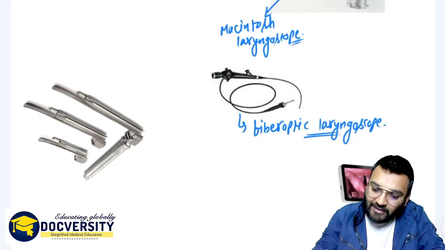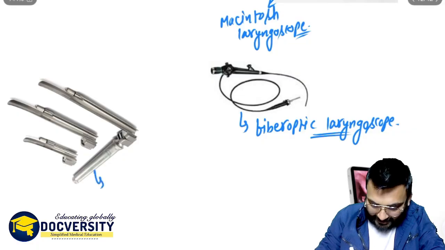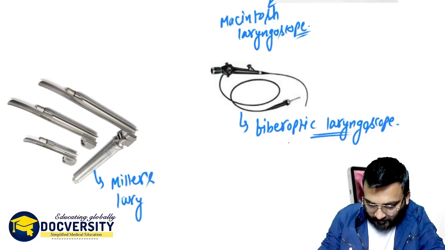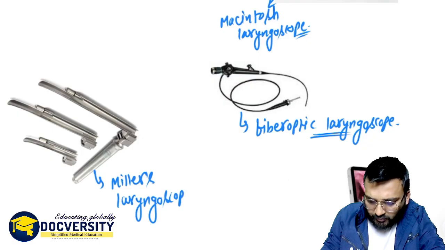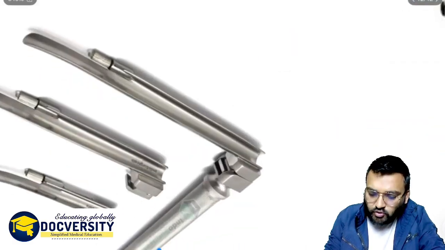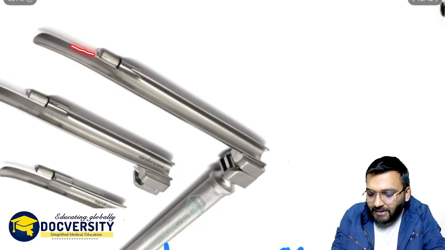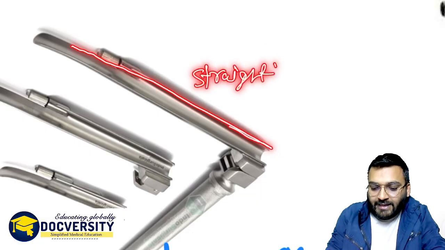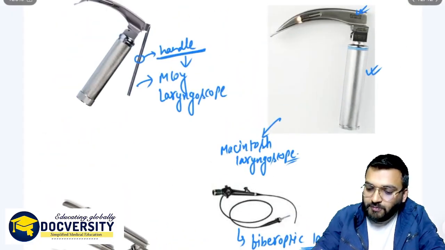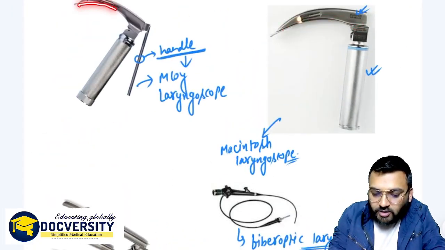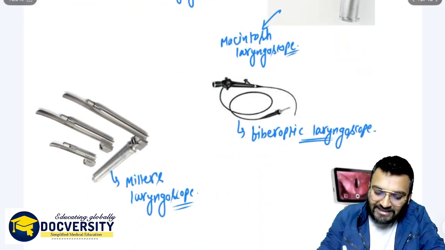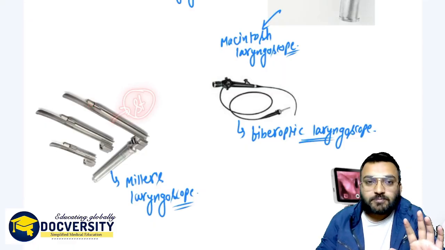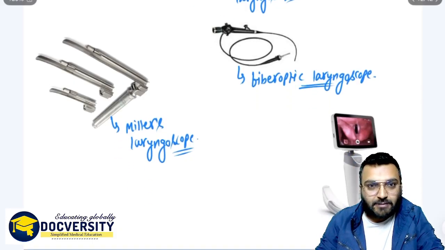After that, sir, we have one more laryngoscope that is called the Miller's laryngoscope. How are we going to identify this Miller's laryngoscope? You can see here that the blade of the Miller's laryngoscope is completely straight, right? If you see the Macintosh laryngoscope, we have a curved blade. In the McCoy laryngoscope also we have a curved blade, but in the Miller's laryngoscope we have a straight blade. So mind it, here we have a straight blade. With the help of the blade, we can identify this one as the Miller's laryngoscope.